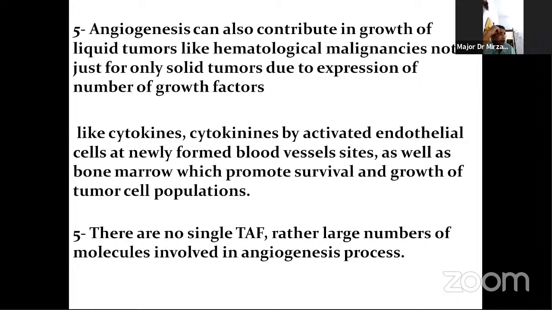The expression of a number of growth factors like cytokines by activated endothelial cells at the newly formed blood vessel site, as well as in the bone marrow. It is not a local phenomenon, it is systemic, because these endothelial cells give a signal to the bone marrow, which produces endothelial progenitor cells. These are released from the bone marrow, come to the site of the tumor and then increase tumor cell growth. There is no single tumor angiogenic factor, rather a large number of molecules are involved in the angiogenic process. There are a number of sequential events involved.